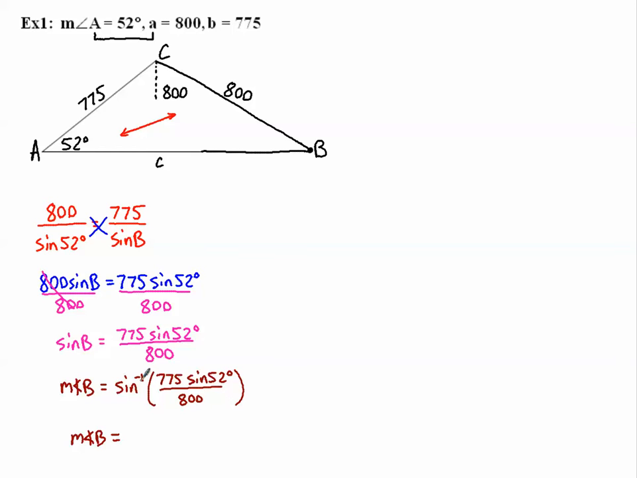Be careful of your parentheses. There's a main set of parentheses and then an internal set of parentheses when you push this sine button, or you could just do it all in pieces. Oops, I should not have put an equal sign because this will be an approximate. And when you plug that into your calculator, for angle B, you get 49.764 degrees.